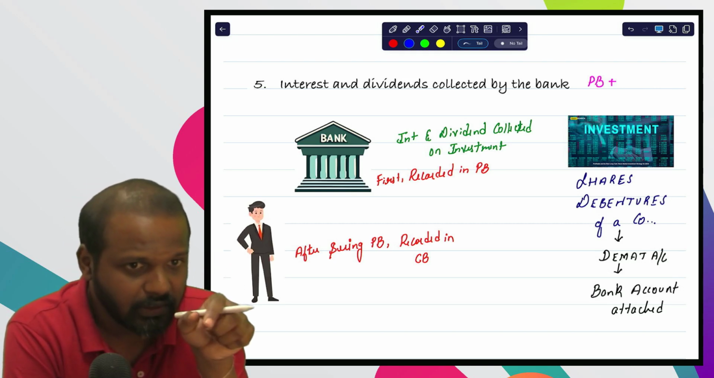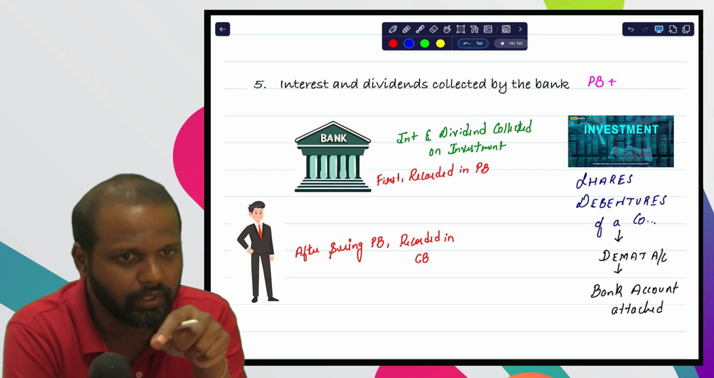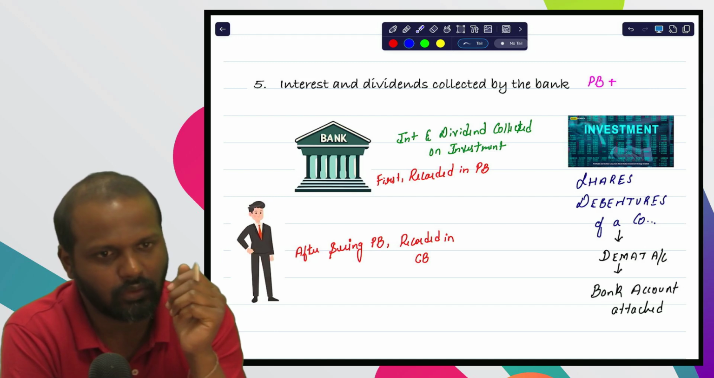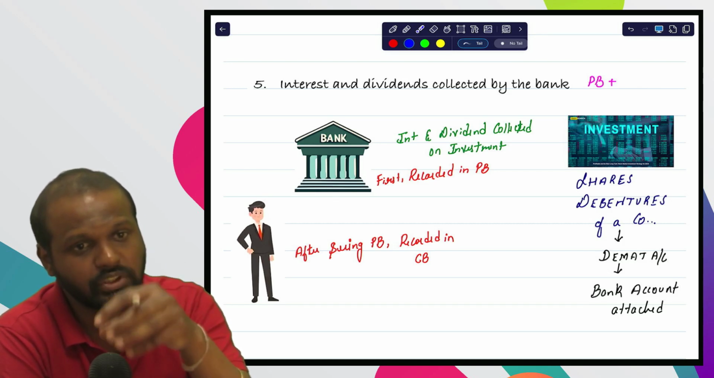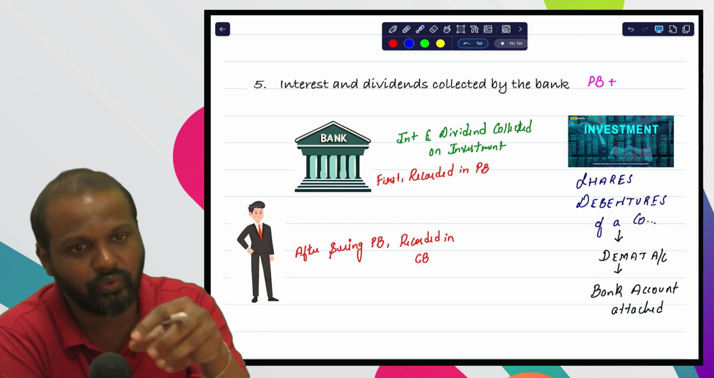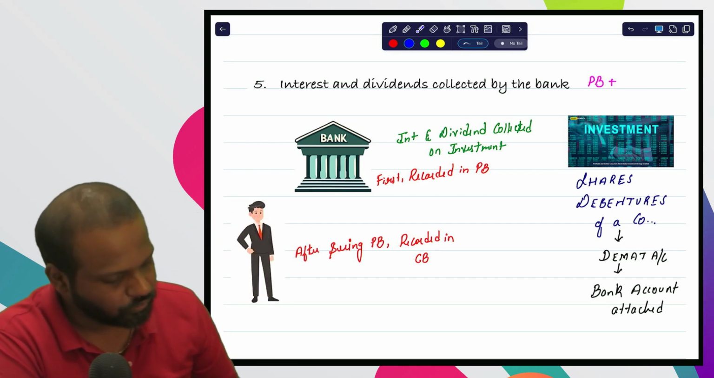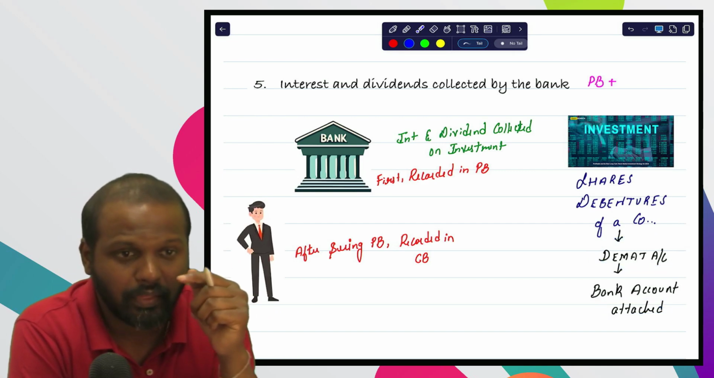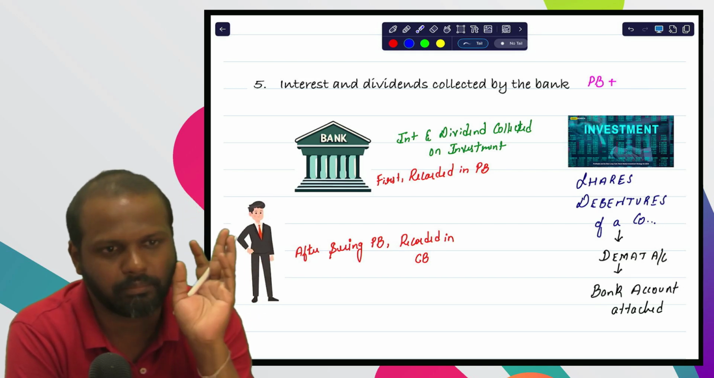Now, whatever shares or debentures you are holding in your demat account, if those companies pay any dividend on shares or any interest on debentures, then the dividend or interest which you have received will come directly to the bank account. Which bank account? The bank account which is linked to the demat account. Into that account the money will come directly.